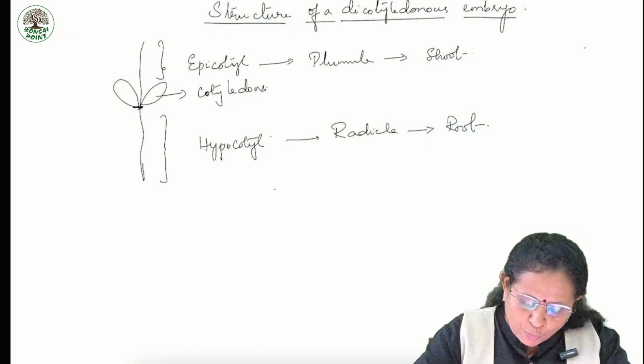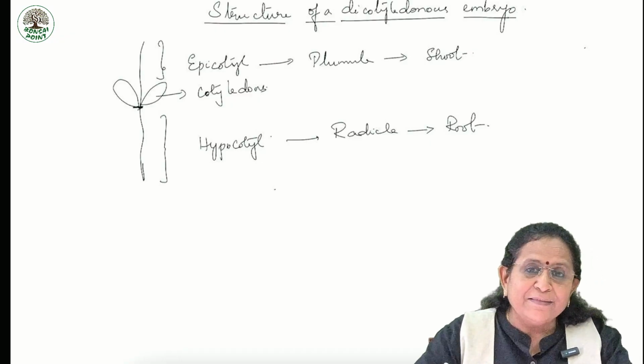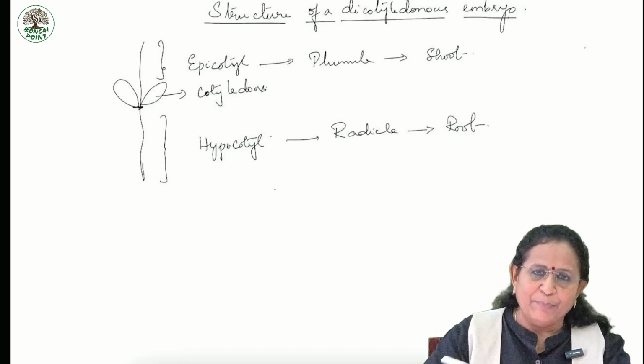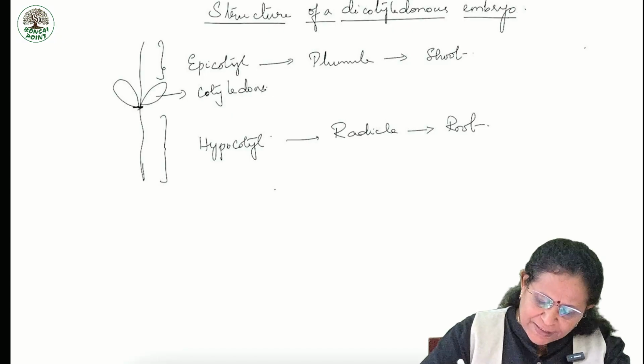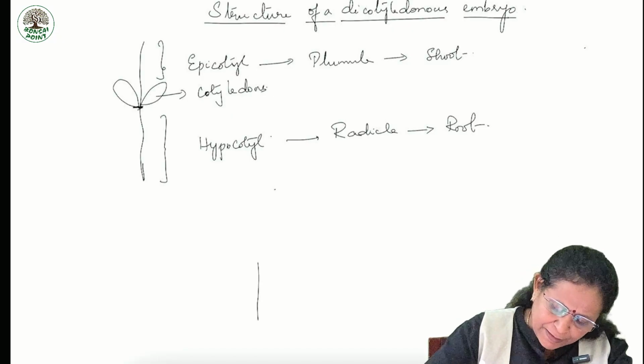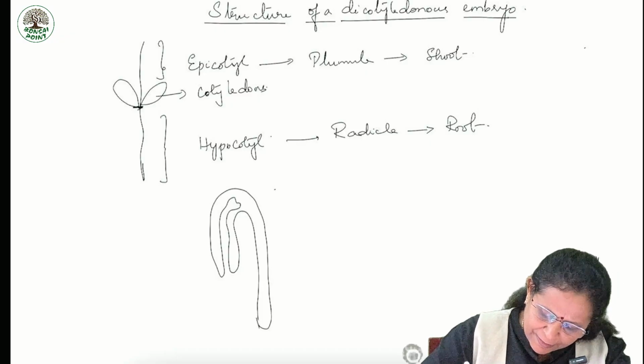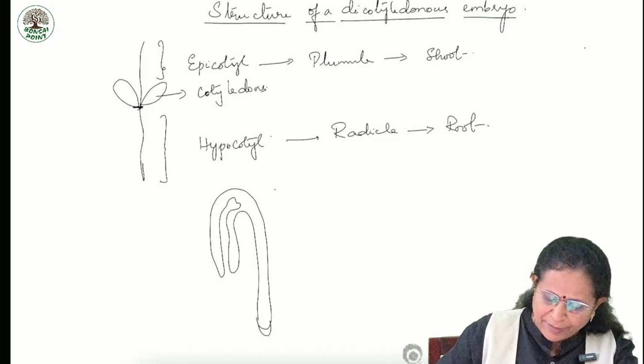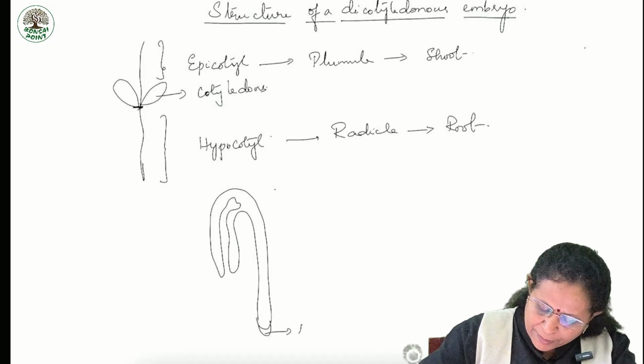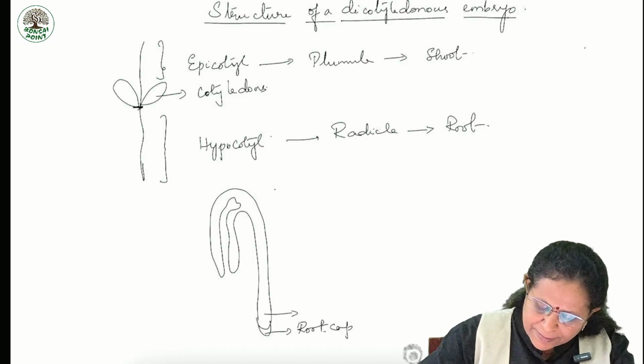There are said to be two cotyledons. Let me just show you the structure of a typical dicotyledonous embryo. You have to just start from here, proceed down, show two cotyledons, and then come and end it here. That's all. This is the root cap. This is the root tip.